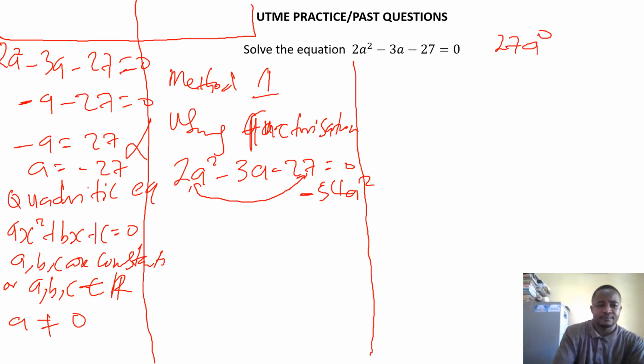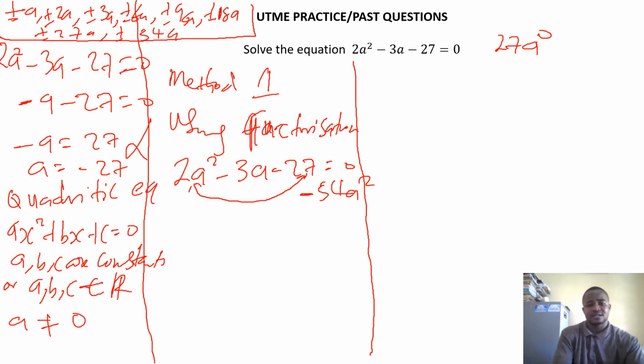So you have plus or minus a, plus or minus 2a, plus or minus 3a, plus or minus 6a, plus or minus 9a, plus or minus what again? Plus or minus 18a, plus or minus 27a, and plus or minus 54a.